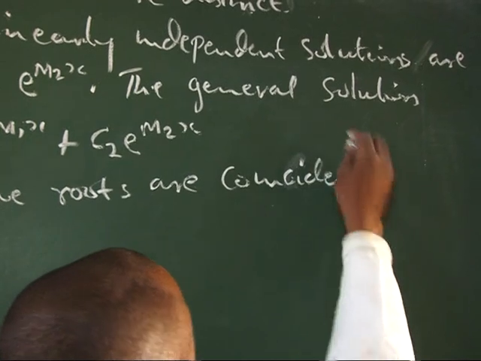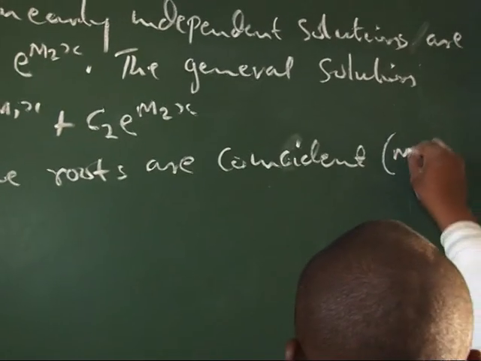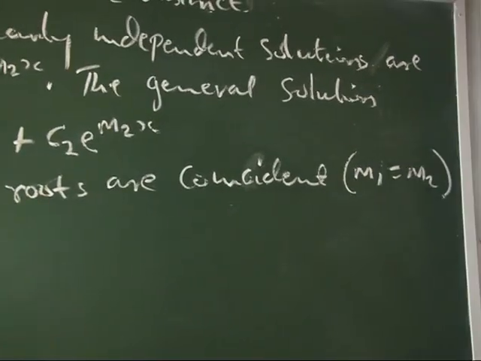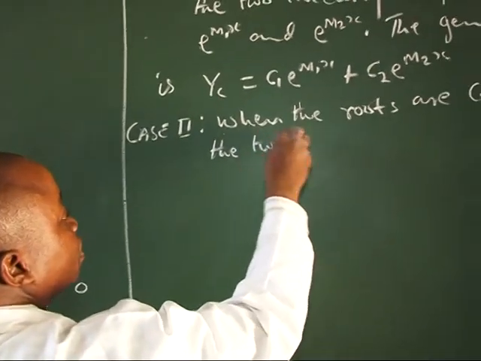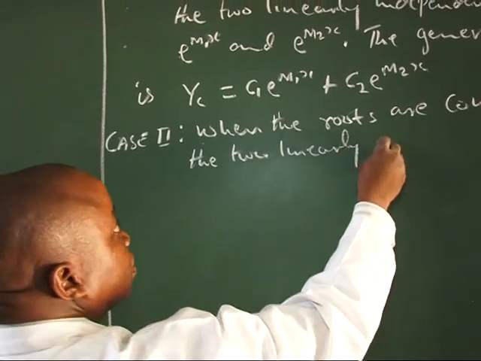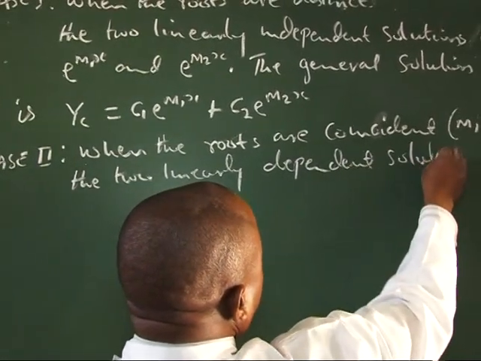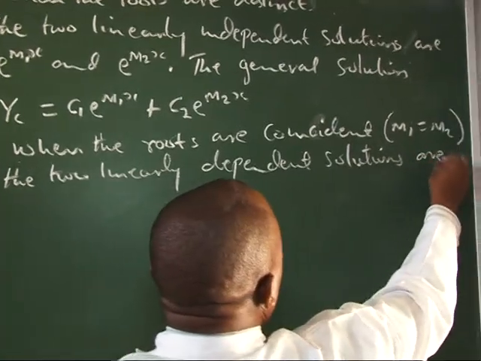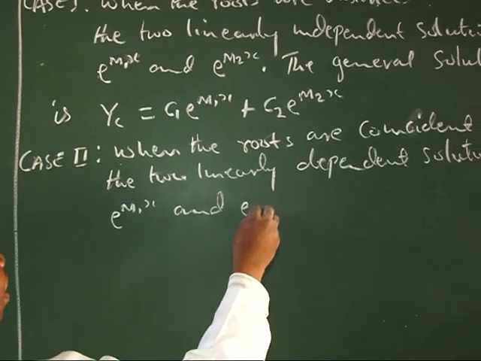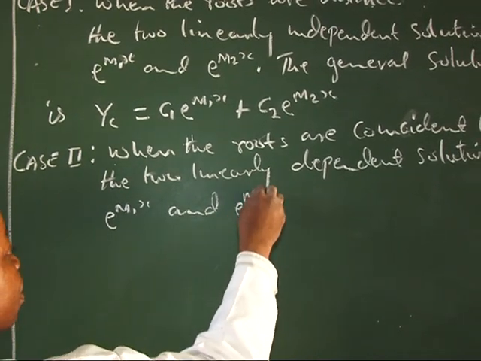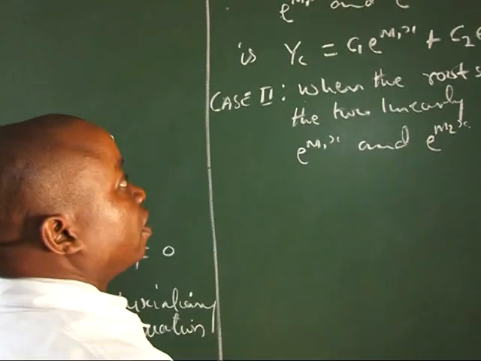Coincidence. When we have coincidence, we talk about equal roots. That is, m1 is equal to m2. In that case, the two linearly dependent solutions are exponential m1x and exponential m2x. Don't forget that m1 and m2 are equal in this case. Alright.